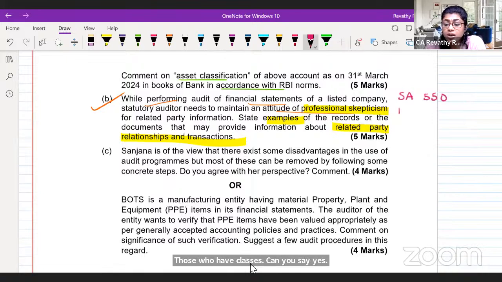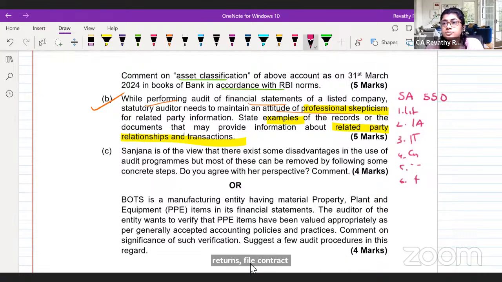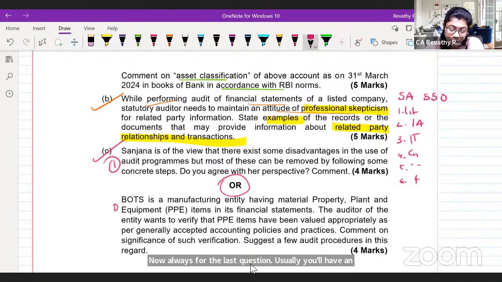You will see a life insurance policy, you will see internal audit report, you will verify the income tax returns filed, contract, guarantee, pension plans. That's what. It's a direct question. Now, always for the last question, usually you'll have an internal option. Either you write 1 or you write 2.